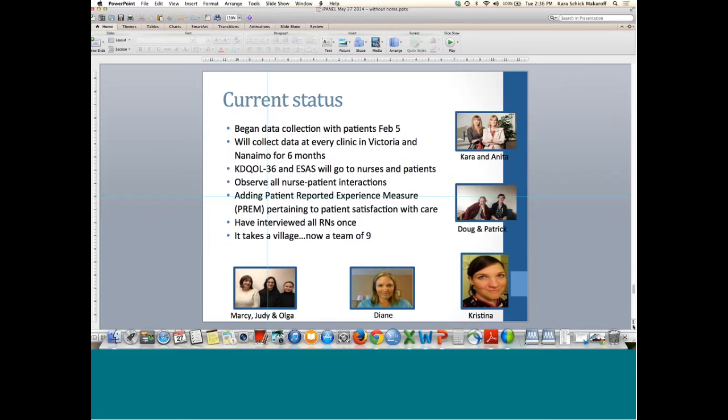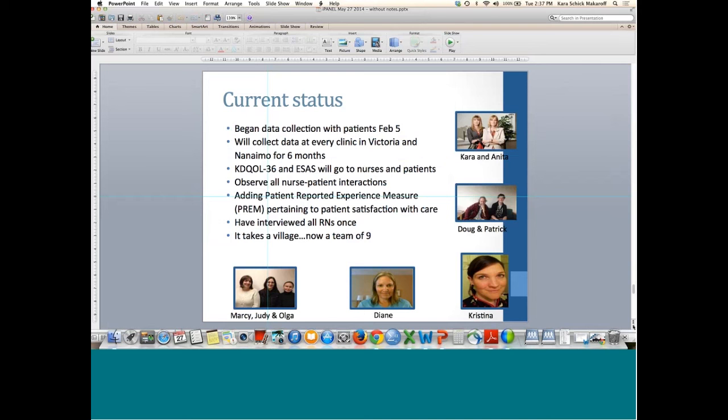So for this second phase, we started collecting data on February 5th, and we have 2 more months to go. So it is a prospective cohort design, and we're collecting data again in every clinic in Victoria and Nanaimo for 6 months. So most patients come into the clinic every 3 months. Some of them come in every 2 months. So it means that we'll see every patient at least 2 times, and for some people it'll be 3 times.